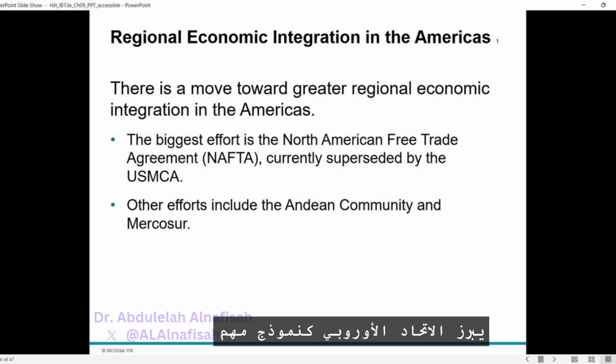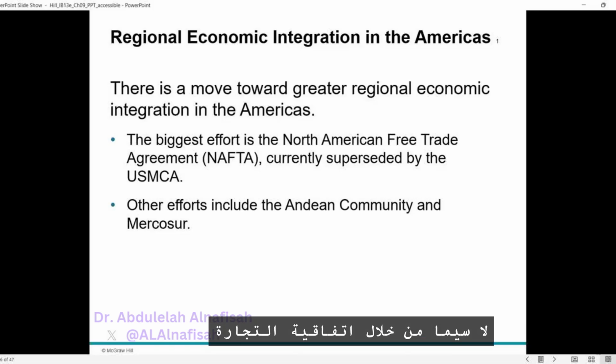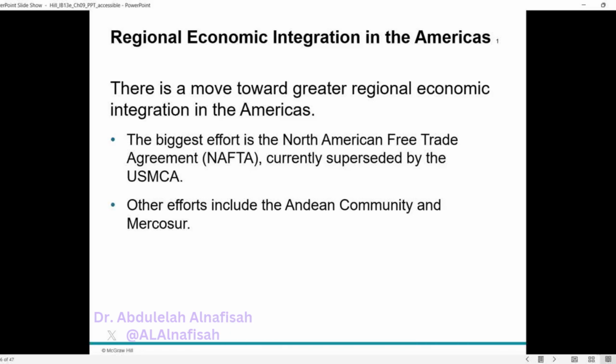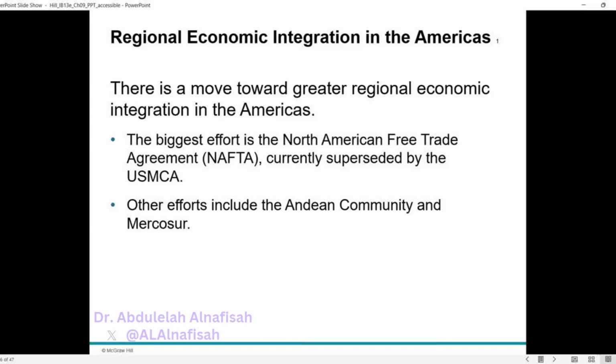The European Union, EU, stands out as a significant model for regional economic integration, but similar efforts are emerging in the Americas, notably through the North American Free Trade Agreement, NAFTA. In addition to NAFTA, other trade blocs like the Andean Community and Mercosur are developing, and there are stalled negotiations for a free trade area of the Americas, EFTA.